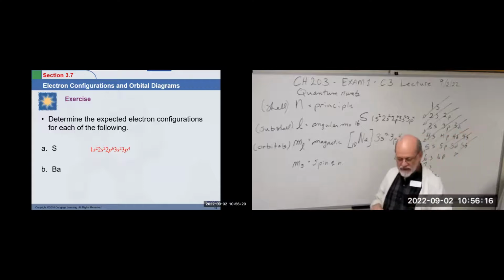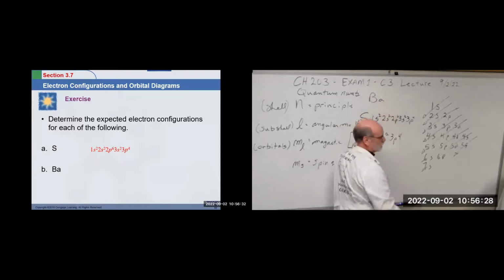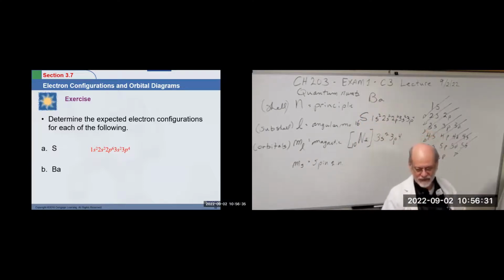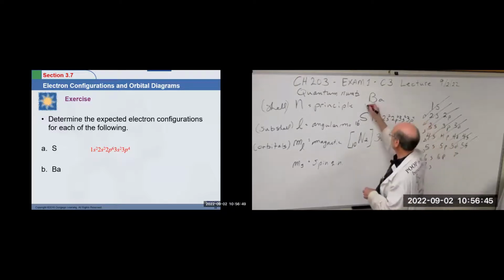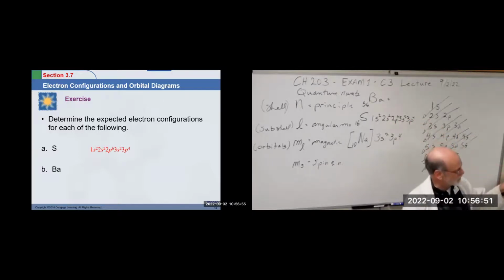The reason I introduced that topic right now is because look what the next one is. Barium. Where's barium? It's in the second family, way down toward the bottom. It's 56 electrons. If you had to draw all of those out, it would take you forever. So let's use the shorthand. Take barium and go backwards. Barium, cesium, wrap around to xenon. Xenon is 54.